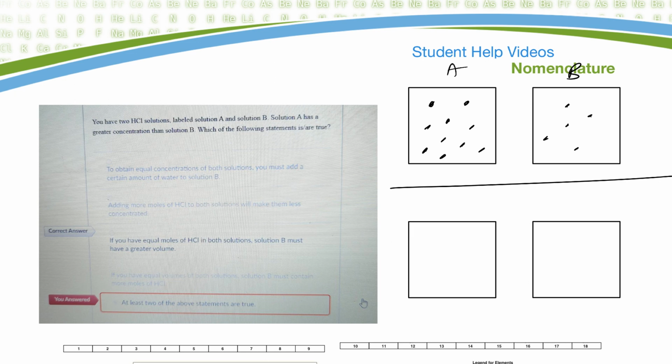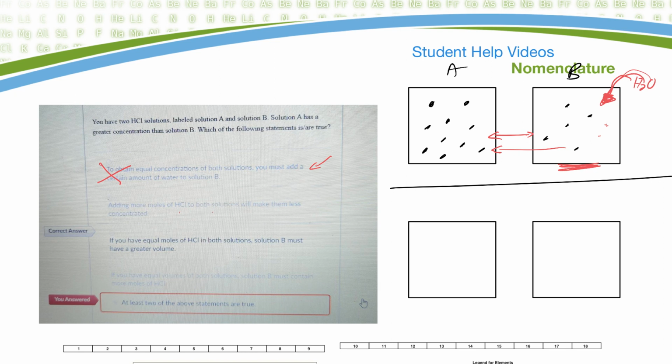If I were to add water to this, what would its concentration do? Hopefully you said it would go down. So if I'm wanting these two to be equal, if I add water to this, this concentration is not going to match this one over on A. If I have more water there, the concentration of B is going to go down even further. So that's not true. Next: if I add more moles of HCl to both solutions, they'll make them less concentrated.